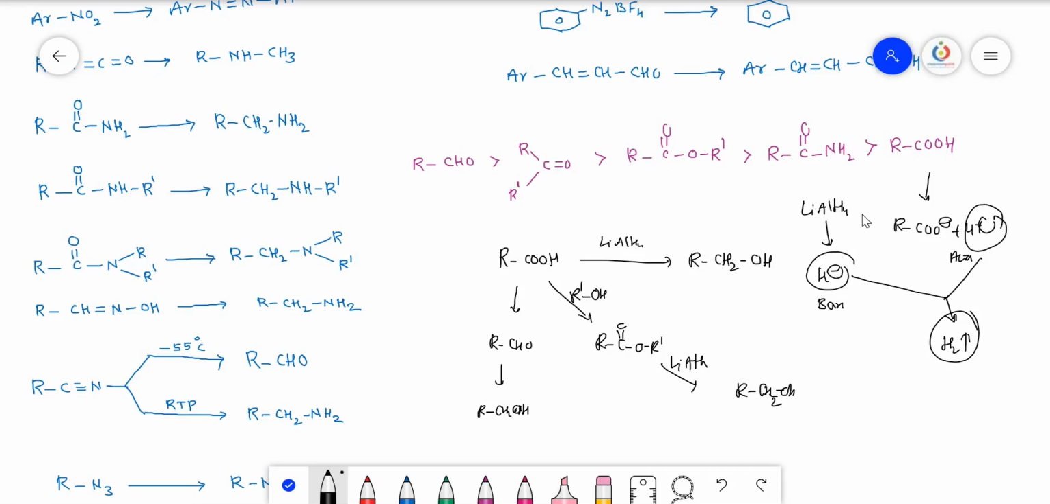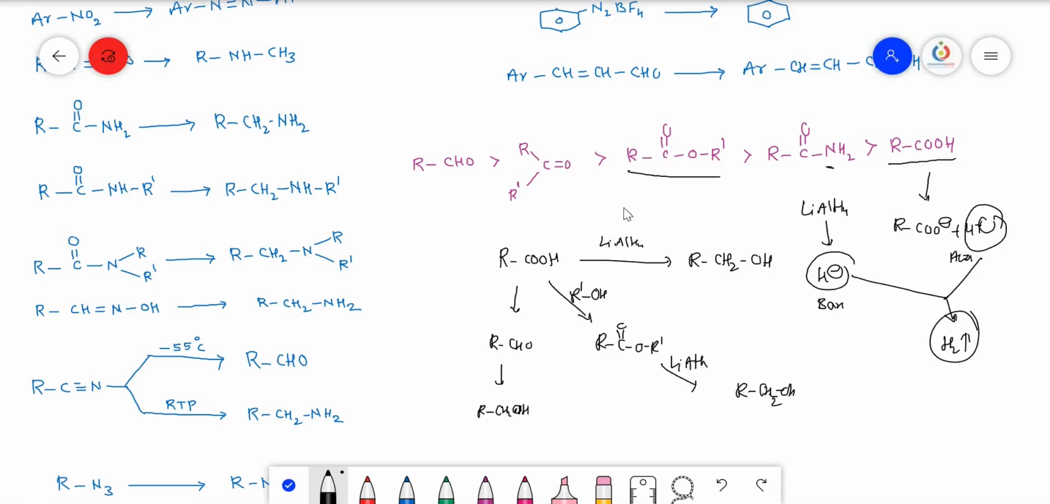So to avoid this situation, the carboxylic acid is initially treated with the alcohol so that we get the ester. Then this is reduced to the alcohol. Why? Because here we have also seen that esters are more reactive towards lithium aluminum hydride than the carboxylic acid. Because these two compounds are a bit acidic in nature, they consume more of the lithium aluminum hydride, so they are less reactive towards the lithium aluminum hydride.